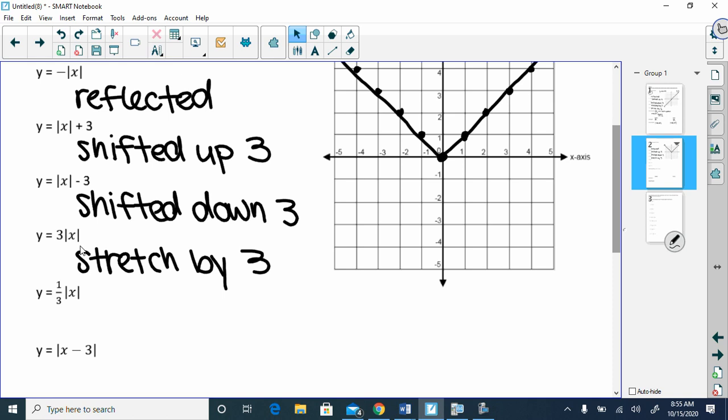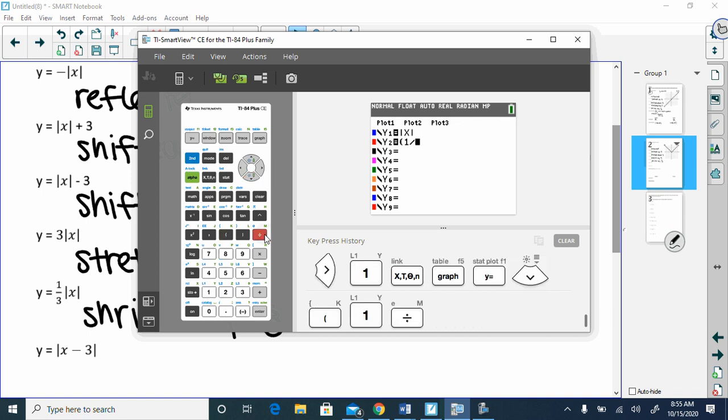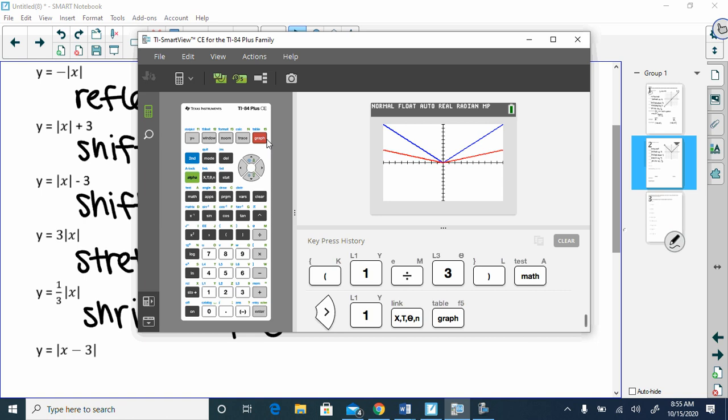So what do you think the 1/3 is going to do? Good. So this is going to make it shrink by 1/3. And again, I can do that in my calculator. I would just come down here, 1/3, and then absolute value of x, right? It makes it wider or shrinks it down, right?